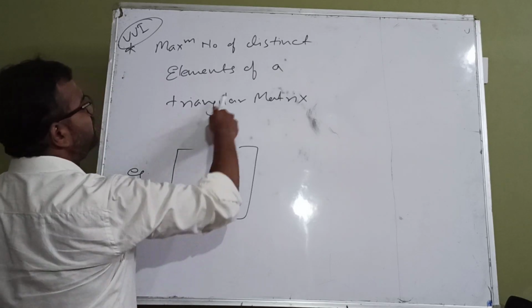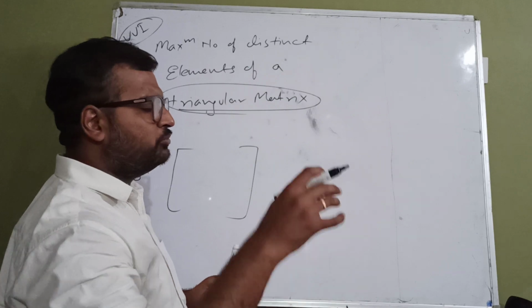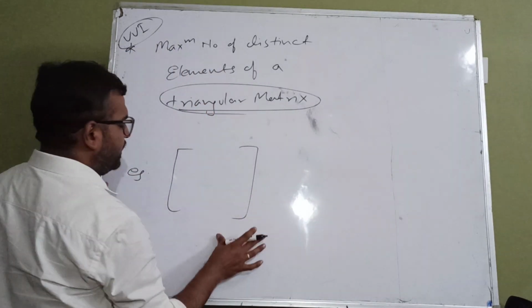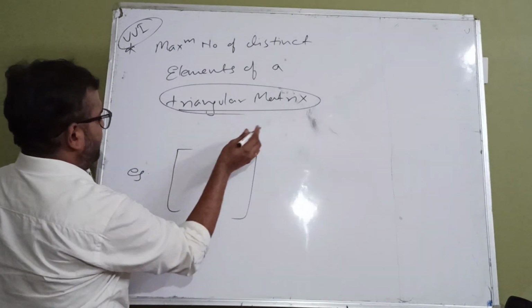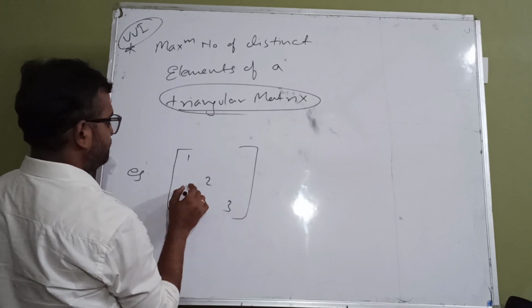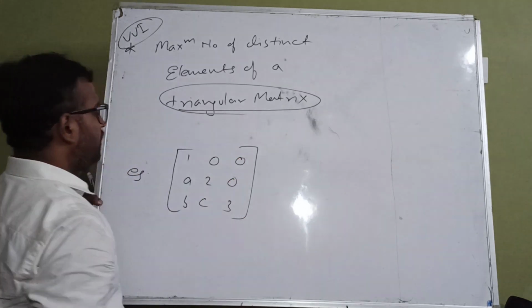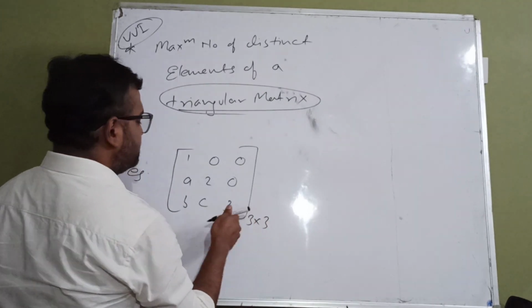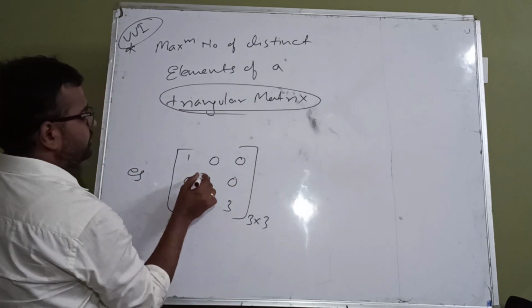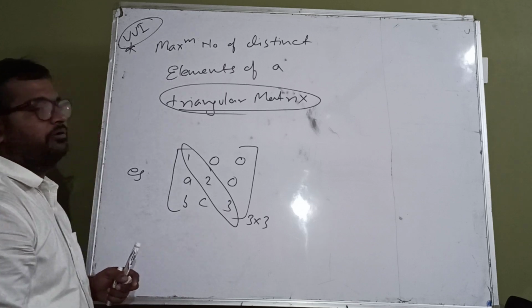Let us consider a triangular matrix. Whenever a triangular matrix comes, you have to understand that it can be either lower or upper. Let us consider an example of a triangular matrix. This is a 3 by 3 order matrix, and this is your lower triangular matrix, because above the diagonal all elements are 0.